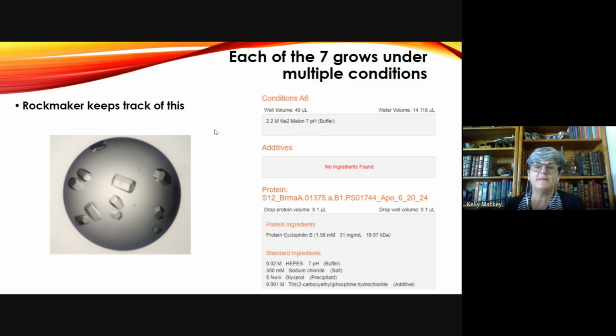So I'm assuming that later on in this, if not in this training session, once school starts up, you will be getting a little bit of exposure to Rockmaker. It's actually fairly intuitive to work. So down there is the ingredients.